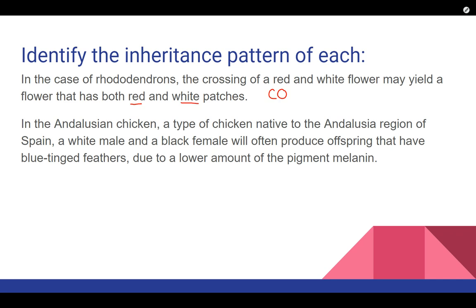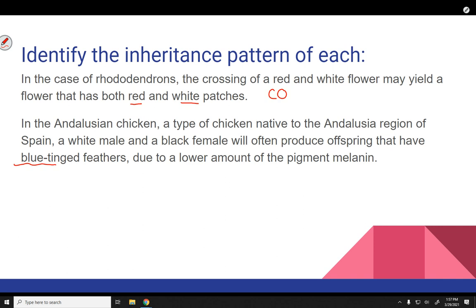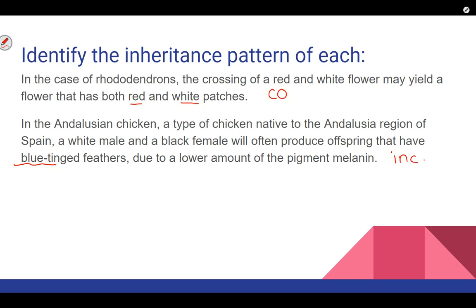In the Andalusian chicken, a type of chicken native to the Andalusia region of Spain, a white male and black female will often produce offspring that have blue-tinged feathers due to a lower amount of the pigment melanin. What'd you call that one? Yeah, this one, like I said, with color, the blend isn't always what we think. You normally think black and white make gray, but because of how the color shows up in an animal and what the pigment is like, it might look totally different, but blue-tinged feathers obviously are not black and they're not white. You're not seeing spots or stripes or speckles. So this is a case of incomplete dominance.